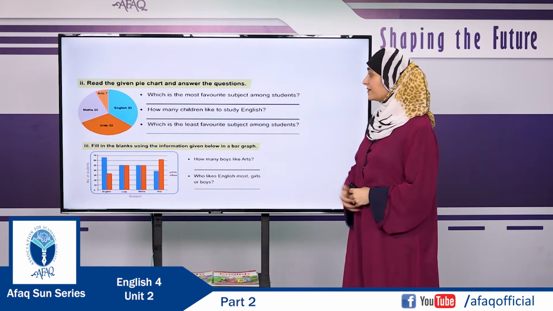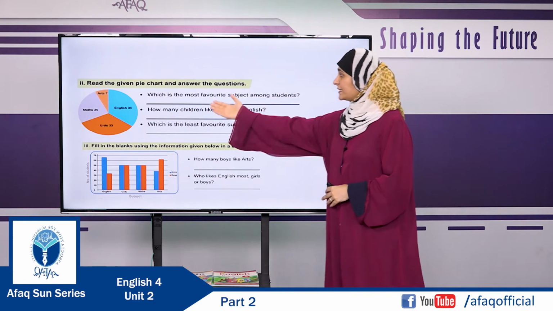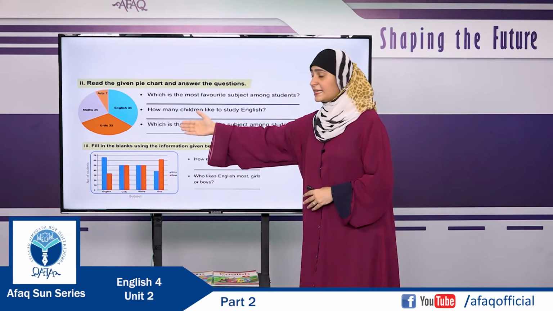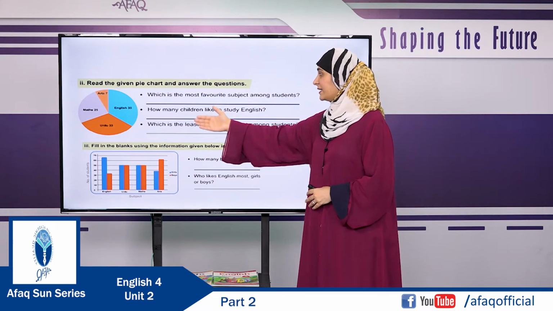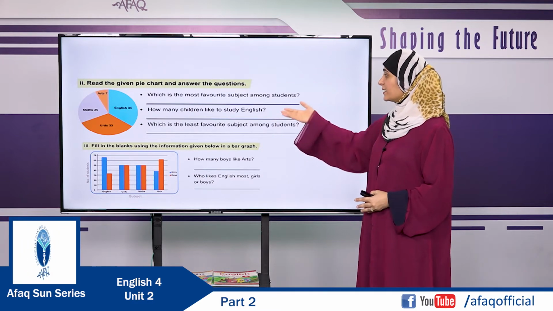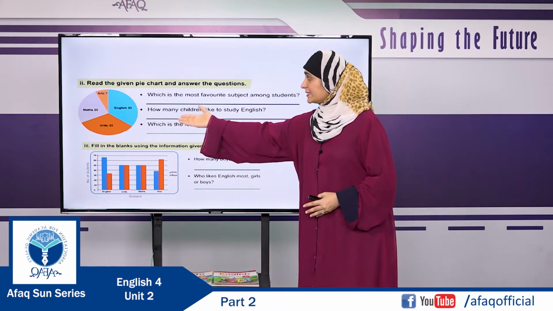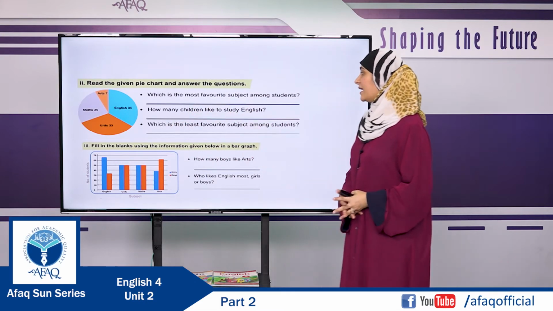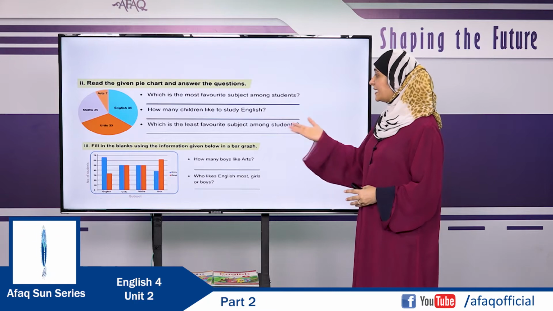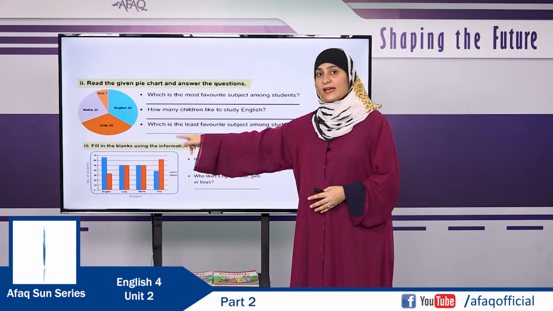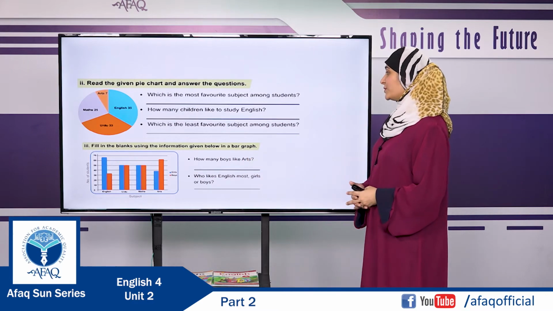Now you are going to answer these few questions. Which is the most favorite subject among the students? You will look at this pie chart thoroughly and then answer. How many children like to study English? Look into this and find the number given in it and then fill in the answer. Which is the least favorite subject among the students? Read the pie chart again and then give the answer to this question.